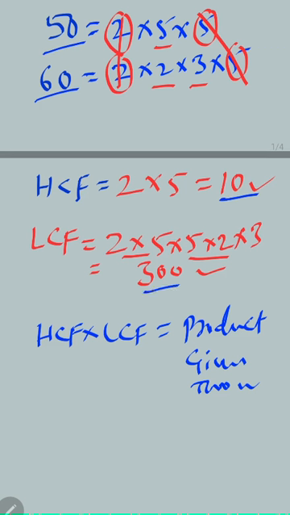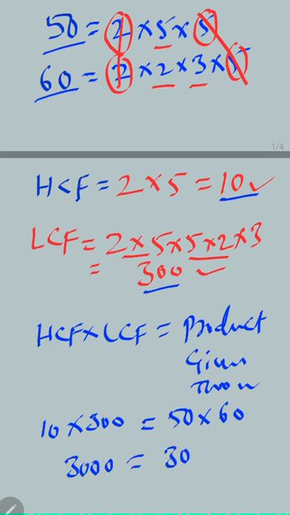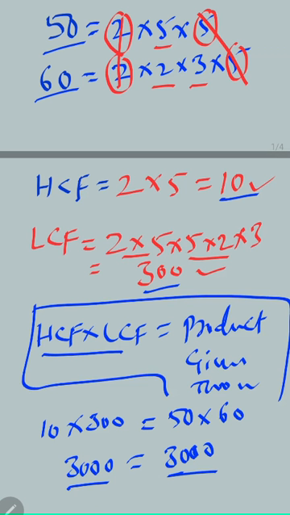So what is the HCF here? HCF is 10, and what is the LCM? 300. So here the product of the two numbers means 50 into 60. 10 into 300 is 3000, and 5 sixes are 30, with 2 zeros added, so both are equal. So in this way you can check it. If two numbers are there, you can check by using this formula.